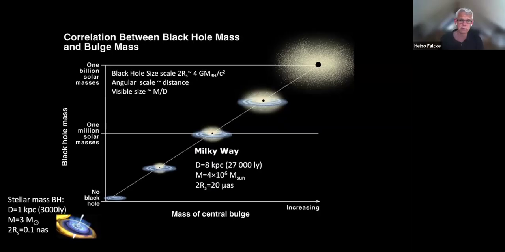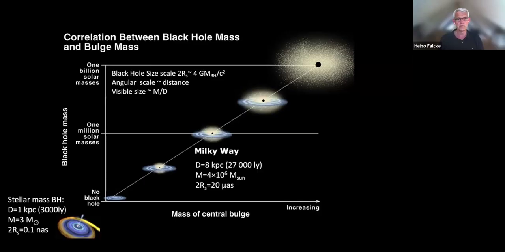If you go to the center of the Milky Way, however, it's our own galaxy, we are sitting in the Milky Way. It is a standard spiral galaxy. So of all the standard spiral galaxies, this would be the closest to ours. It's at roughly 8 kiloparsec distance, 27,000 light years. It has a few million solar mass black hole. We'll come to that. And then the size would be 20 micro arc seconds.